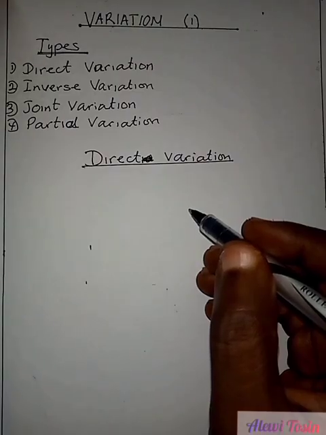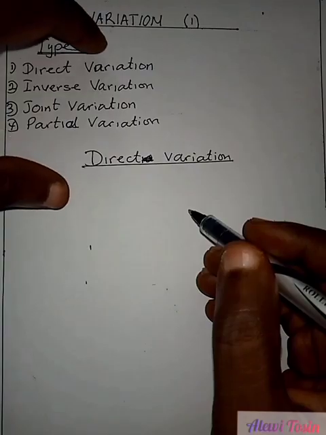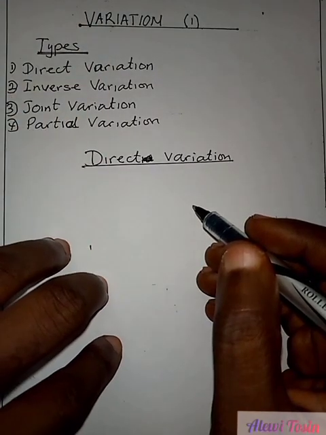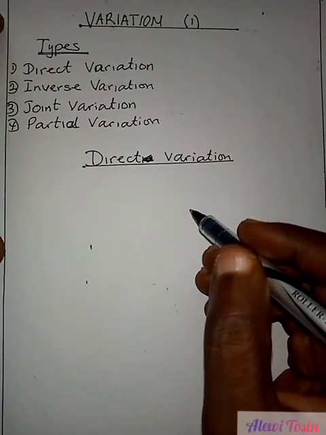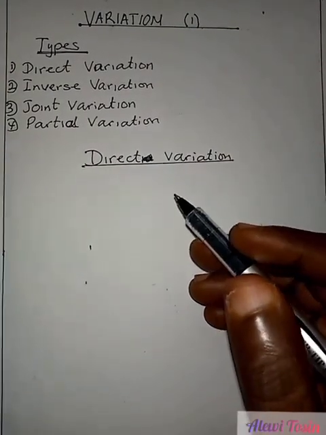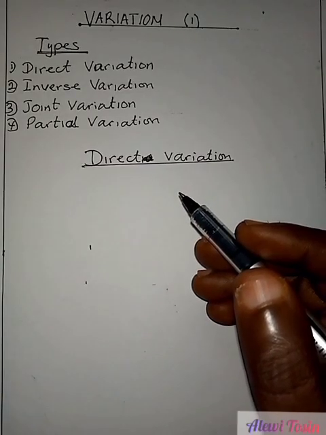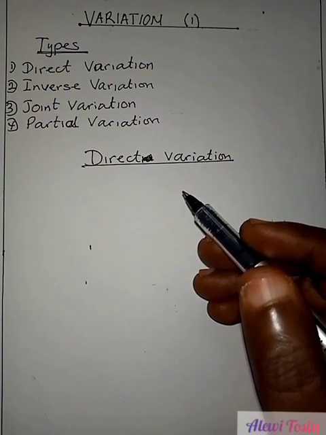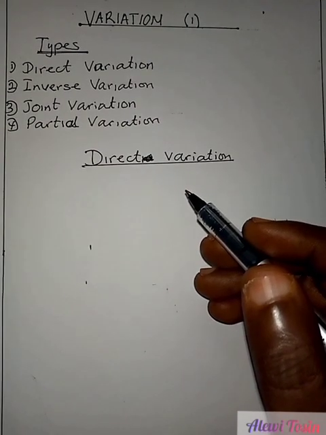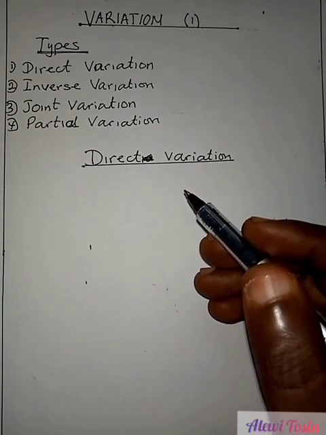We welcome you to this new topic, variation, which I'm discussing: what variation is all about, the types of variations, calculations involved, and so on and so forth. Now, the concept of variation deals with the concept of proportionality. It talks about the relationship between two or more quantities. It talks about the effect a quantity has on another quantity.